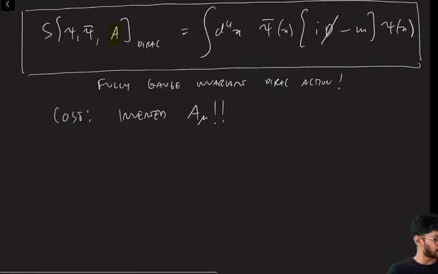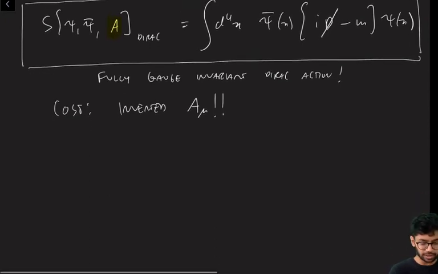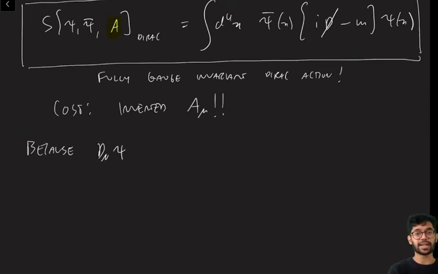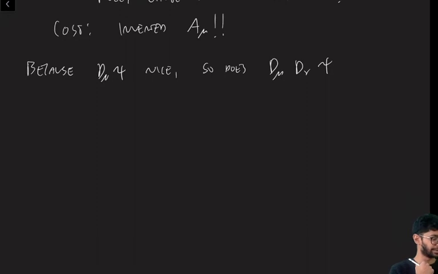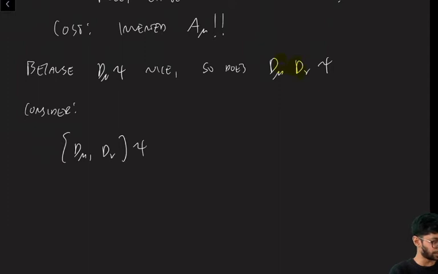So to understand this, I'm going to first note that because D mu psi has a nice gauge transformation property, so does the combination D nu psi. And so it makes sense to consider the commutator of two covariant derivatives. Okay? In other words, I'm going to take this and subtract from it the same thing with the mu and the nu flipped. So let's consider the gauge covariant derivative D nu psi.